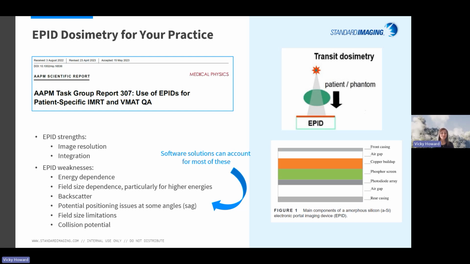However, the good news is software solutions and the commissioning process for your epidosimetry system can account for most of these issues. Just to clarify here, Adaptivo's epidosimetry utilizes transit dosimetry. So with the patient in place on the table for treatment, the EPID panel measures the exit dose coming through the patient.